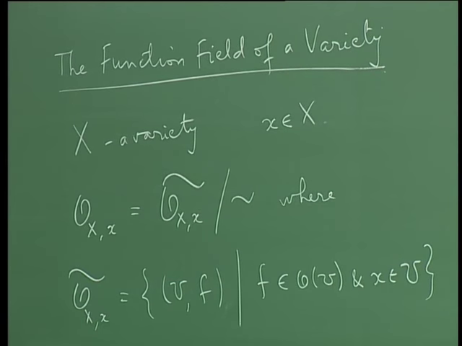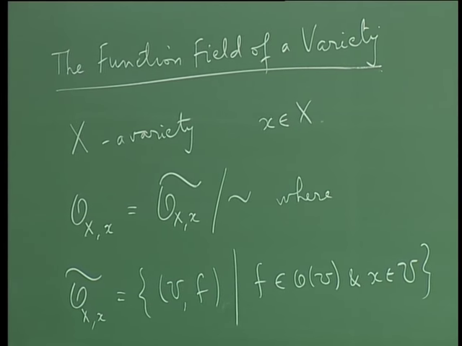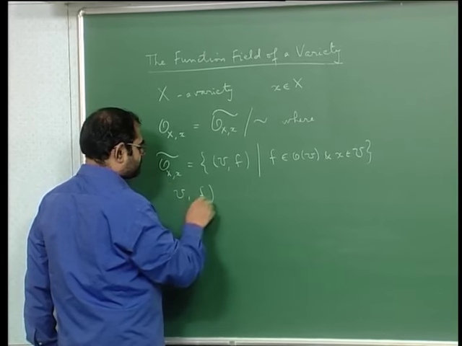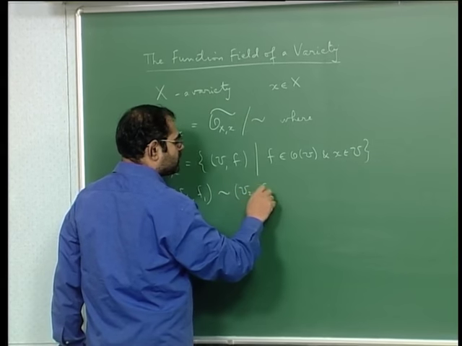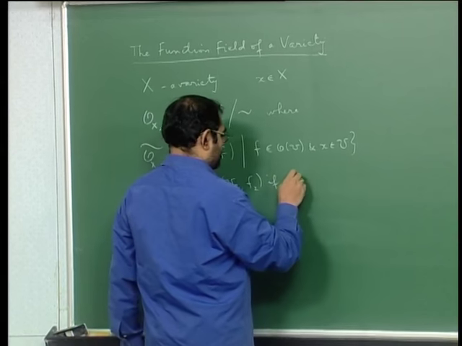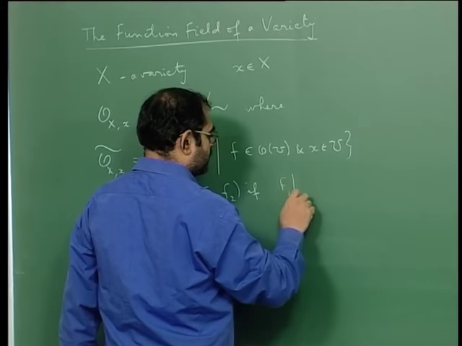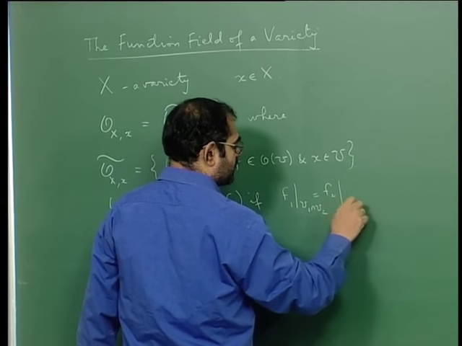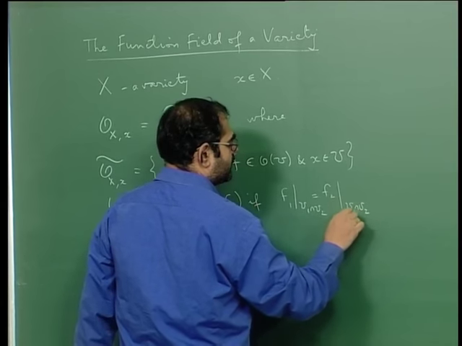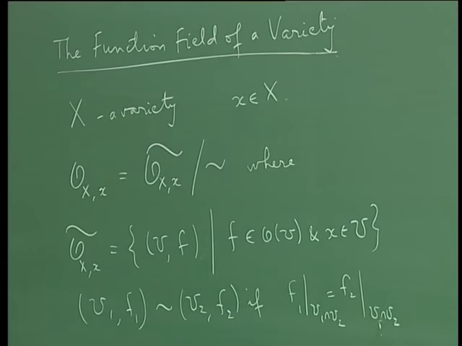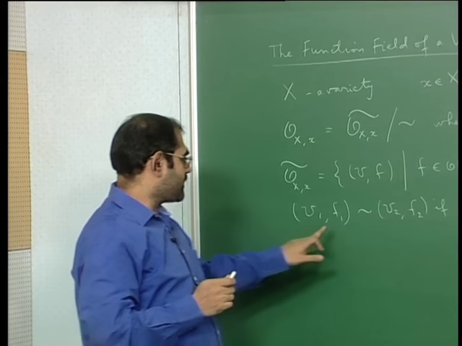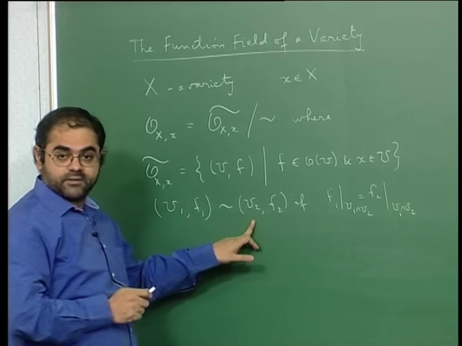The equivalence relation was that two such pairs will be identified if they define the same function on the intersection. So (U1, f1) is equivalent to (U2, f2) if f1 restricted to U1 intersection U2 is equal to f2 restricted to U1 intersection U2, where of course you have to remember that x is both in U1 and in U2. So x is in U1 intersection U2, so U1 intersection U2 is a non-empty open set, so it is in fact dense, and you are just saying that f1 restricted to U1 intersection U2 is equal to f2 restricted to U1 intersection U2.